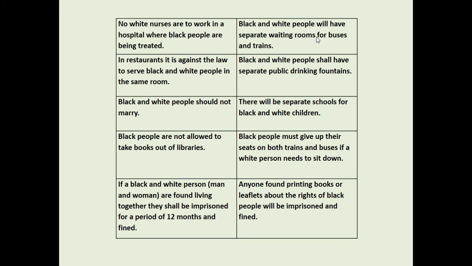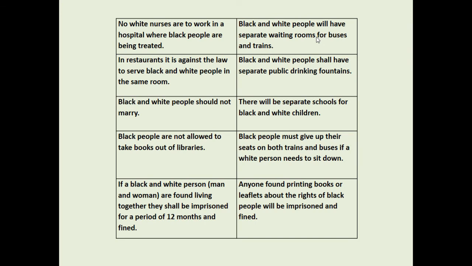Black people must give up their seat on both trains and buses if a white person needs to sit down. Now, whether that black person might be old, pregnant, disabled, doesn't matter. Okay, again, it's ridiculous. Anyone found printing books or leaflets about the rights of black people will be imprisoned and fined. So basically what it is saying is anybody who is trying to make life better for black people will be fined and imprisoned. So just trying to make life better for people, you will be sent to prison.